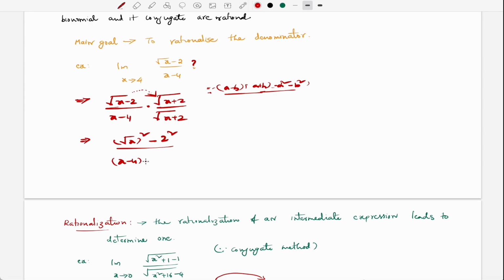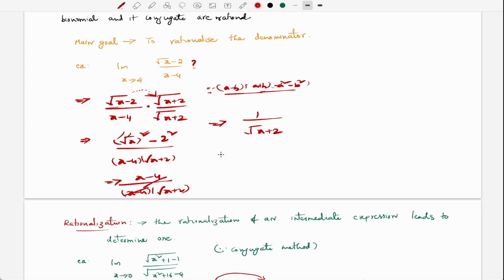Okay, I just want to multiply these two, but the square gets cancelled and it becomes x minus 4, and we have a denominator, right? We have x minus 4 and root x plus 2. We simply cancel it out and we get our output as 1 by root x plus 2.